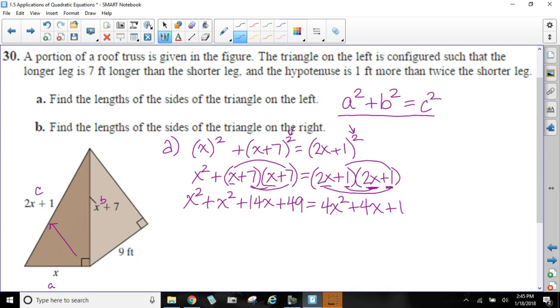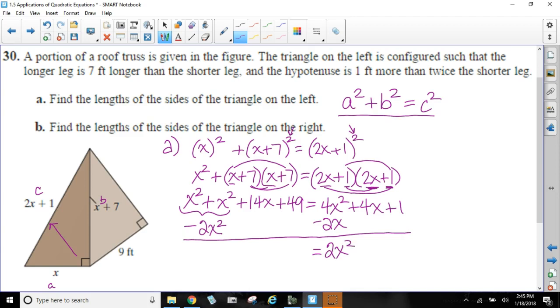Now we have kind of a mess, but I do see that we have a quadratic, and so our first step is to get everything on one side equals 0. Now this is actually going to be 2x squared, and so I'm going to subtract that 2x squared from both sides of the equation so that I'll gather up everything that has an x squared on the right hand side and have a positive coefficient here. 4x squared minus 2x squared gives us 2x squared.